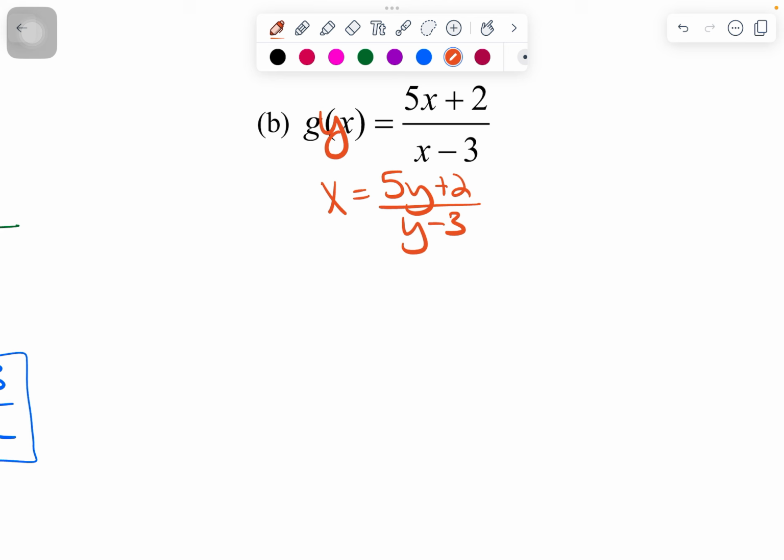Now, I need to start solving this to get y by itself. And the first thing I'm going to do is get rid of our fraction here. So it might be useful to go ahead and put this over 1. And the reason is because I'm going to go ahead and cross multiply here to here. So let's do the easy cross. 1 times 5y plus 2. Folks, multiplying by 1 doesn't change anything, so it's just going to stay 5y plus 2.